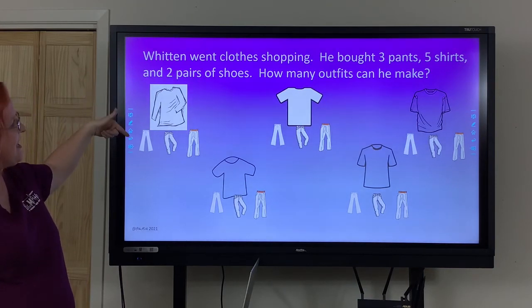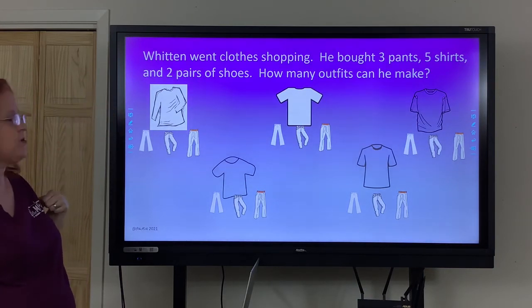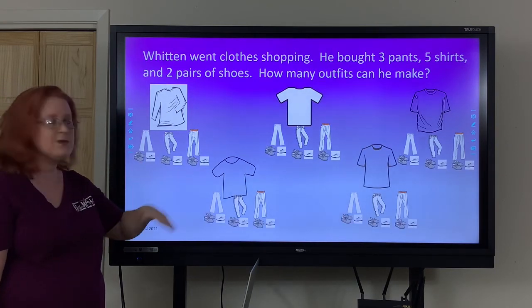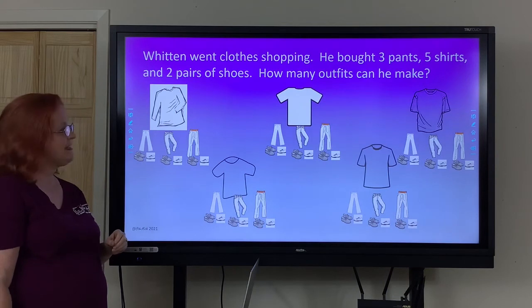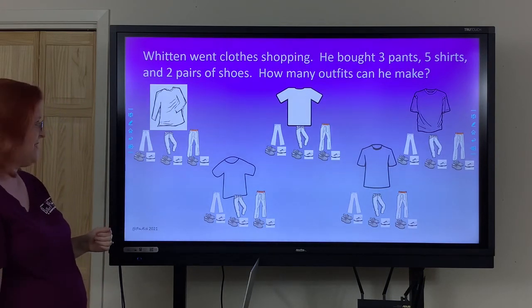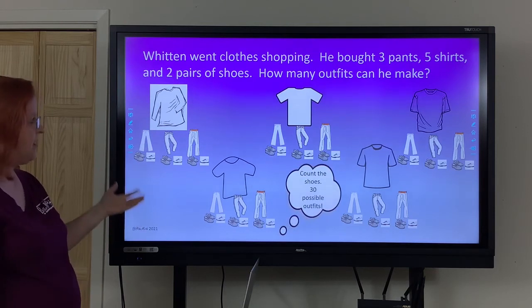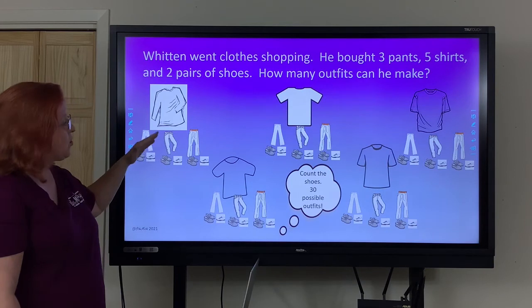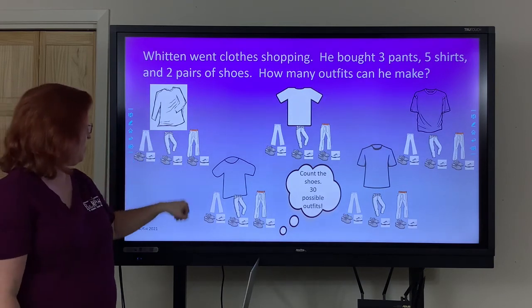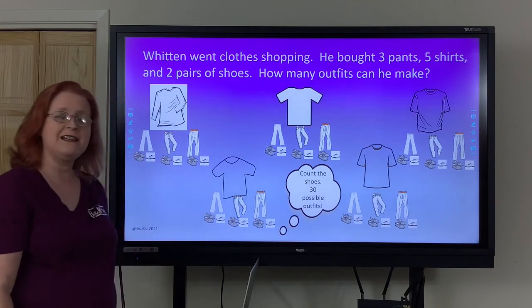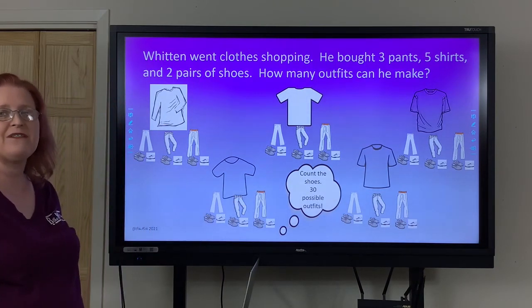All right, then now he's got 2 pairs of shoes. So each pair of pants is going to have 2 different pairs of shoes that he could choose from. That's a lot of different outfits. So then, because our shoes was our last action, we would count them. And if you count, there's 6 in each set, so there are 30 different possible outfits that he could have.